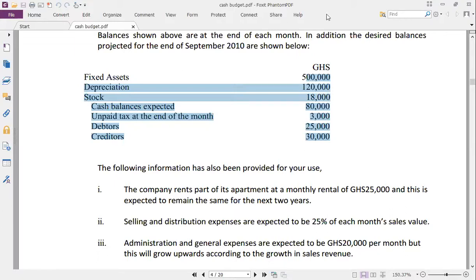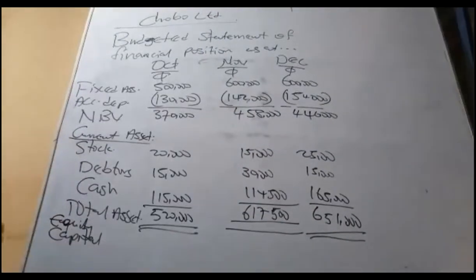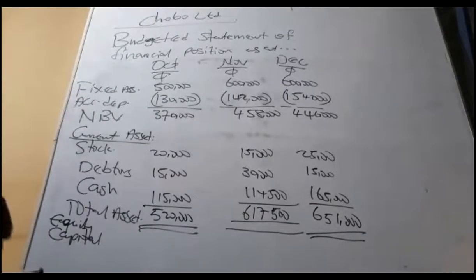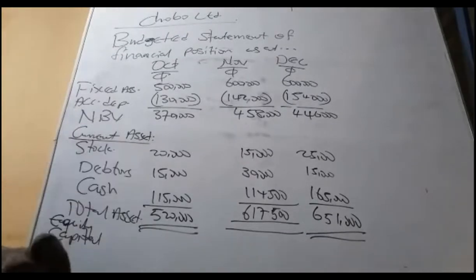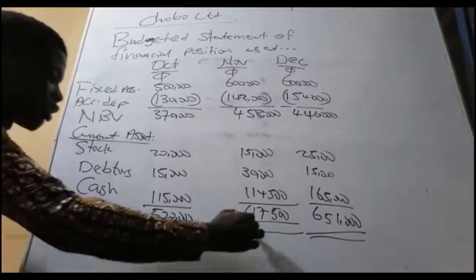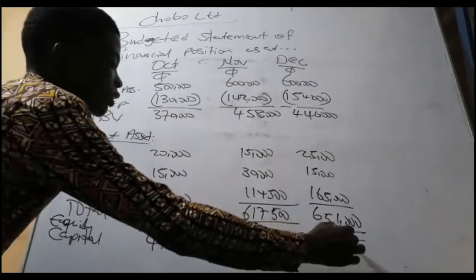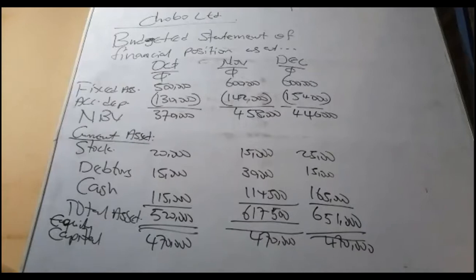Perfect. So we show workings. Add all assets and take all the liabilities from it. That's all. Now I have something like 470. So capital will be 470,000. Perfect. 470,000. So that is it.